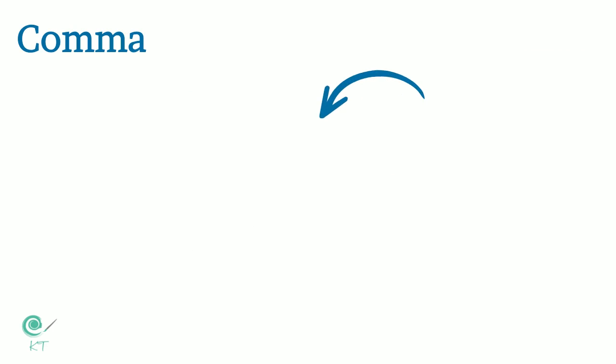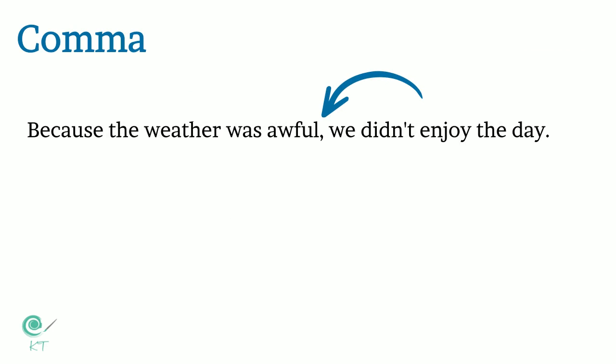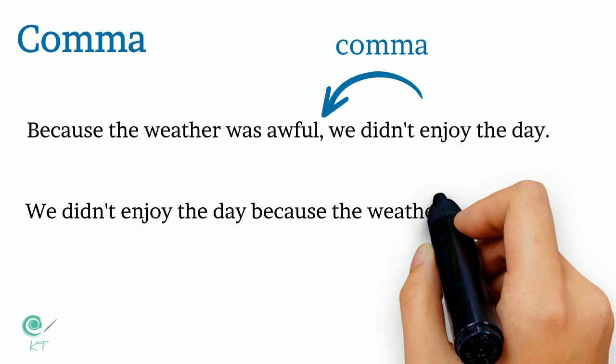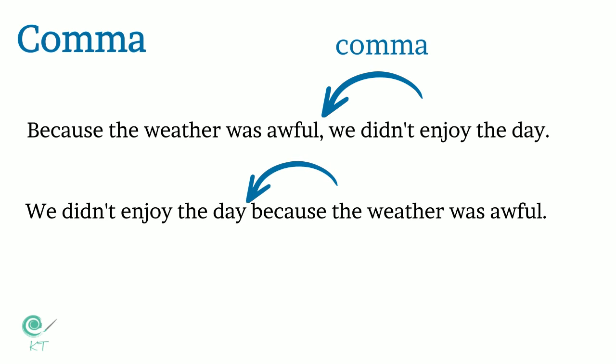Here's another example. Because the weather was awful, we didn't enjoy the day. Notice that there's a comma between the two clauses because the main clause comes second. Note that in the second sentence, the main clause comes first. And in the first sentence, the main clause follows the subordinate clause.